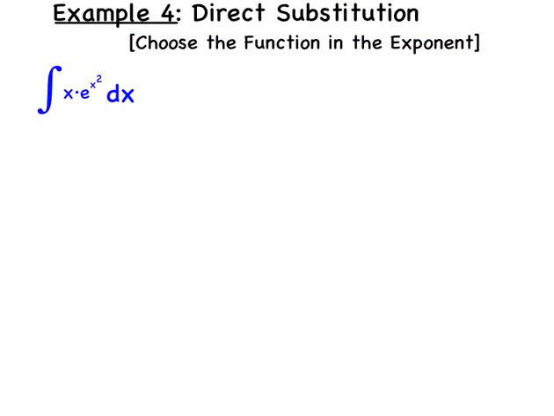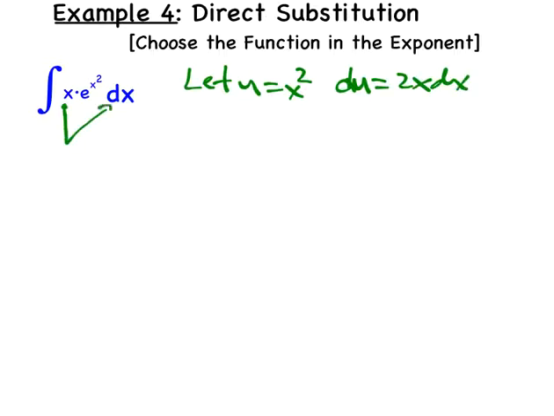And here's our last example. You see up in the subtitle, it says, choose the function in the exponent. That is going to be our u. We say, what if we let u be equal to x squared? Then du would be 2x dx. And we say, hey, look at that. We have the x and the dx. I just need a 2 in front of that x, and then a 1/2 to balance it.